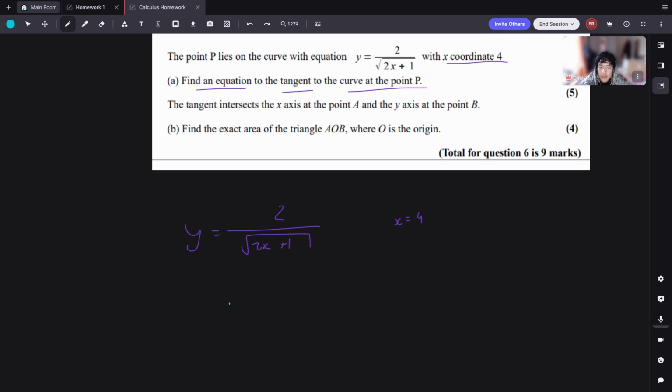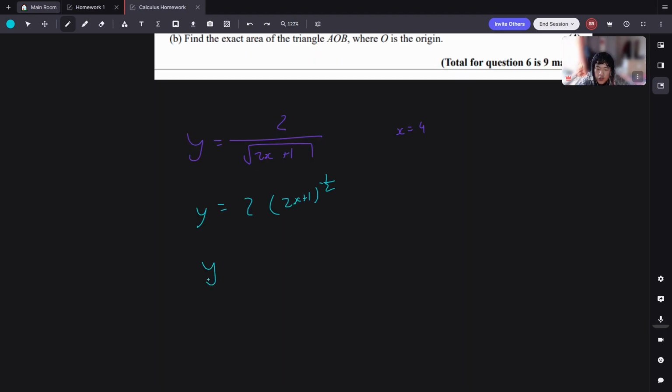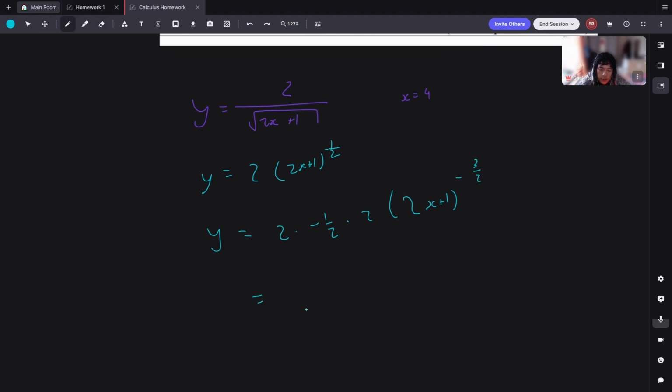So again, it's the same thing. So y equals 2x plus 1 to the power of minus a half. And to differentiate this is just a chain rule. So 2 times the minus half comes down, times the differential of this, which is 2. And then this becomes the same, 2x plus 1 to the power of minus a half, take away 1, which is minus 3 over 2. And this equals 2 times that just becomes minus 2, 2x plus 1 to the power of minus 3 over 2.